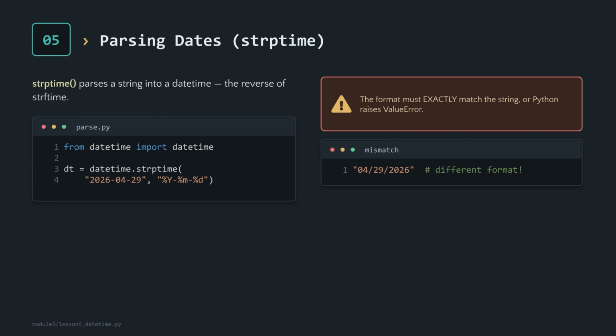strptime is the mirror image. It takes a string and parses it back into a real datetime. But here's the catch you must respect. The format string you provide has to exactly match the text you're parsing, or Python throws a ValueError. In the good example, we parse a dash-separated date with the matching dash pattern. The mismatch box shows a slash-formatted date, which would fail against that same pattern.